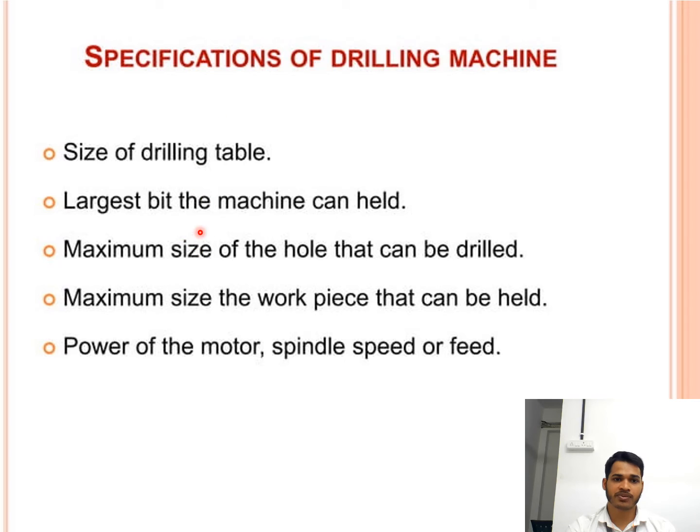These are some specifications of a drilling machine: size of the drilling table, largest bit that the machine can hold, maximum size of hole that can be drilled, maximum size of workpiece that can be held, power of the motor, and spindle speed or feed.